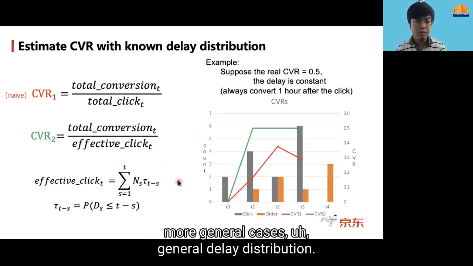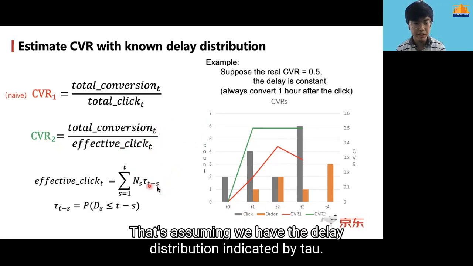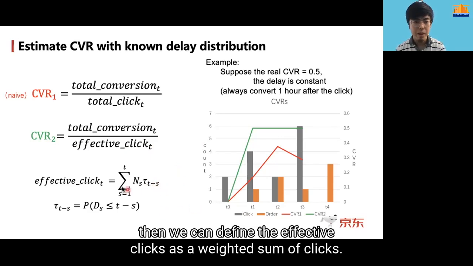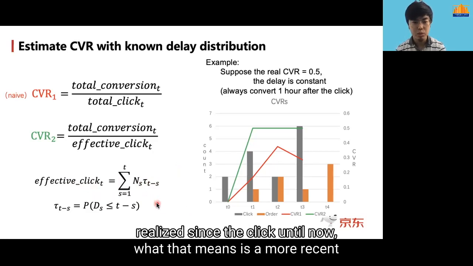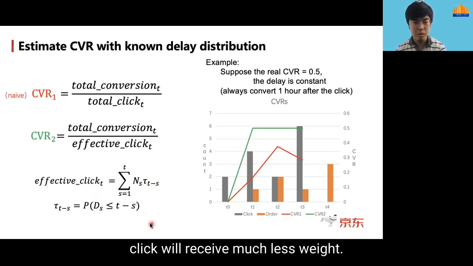For more general cases, with a general delay distribution indicated by tau, we can define the effective clicks as a weighted sum of clicks, where the weight is based on the probability that the conversion is realized since the click until now.